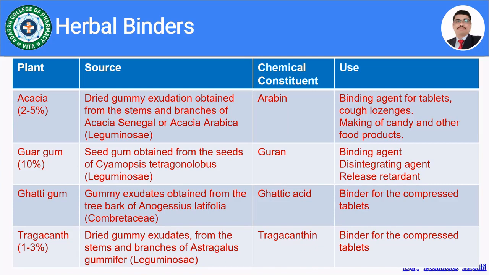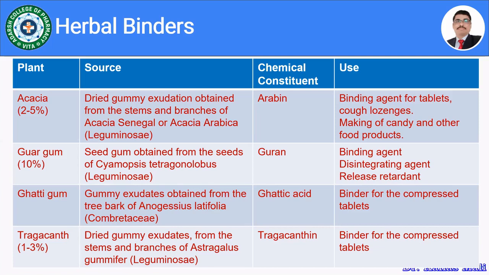It is a dried gummy exudation. It mainly contains arabin, which gives the binding properties to the formulation. So it is going to be used as a binder in tablets. It is going to be used in cough lozenges. It is going to be used to make candies and other food products. So this is about the acacia.